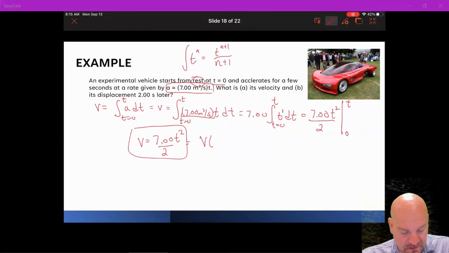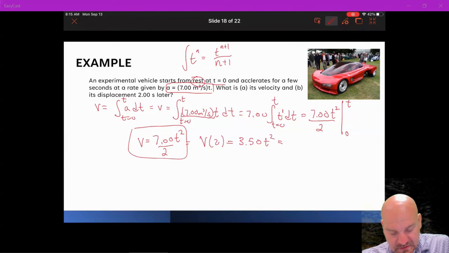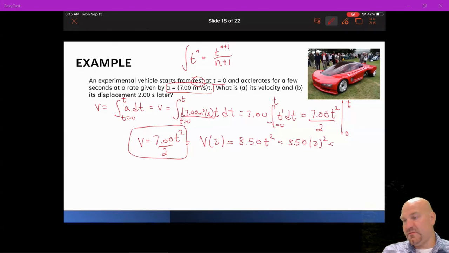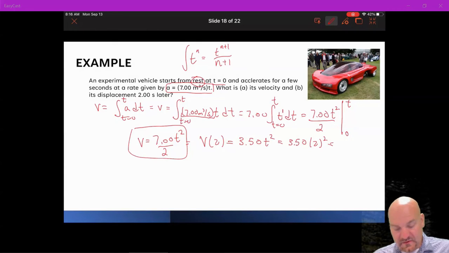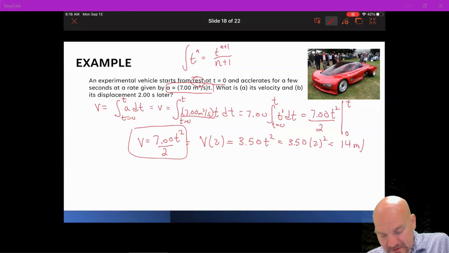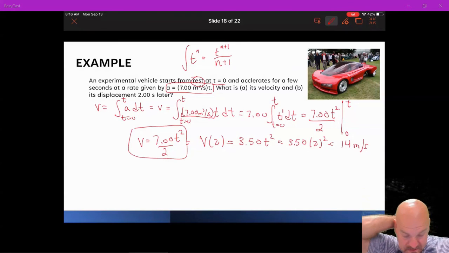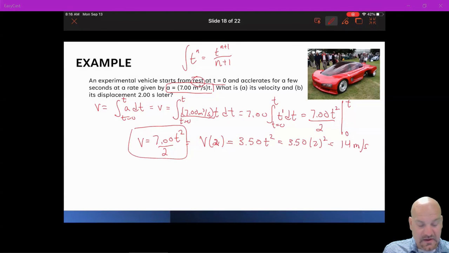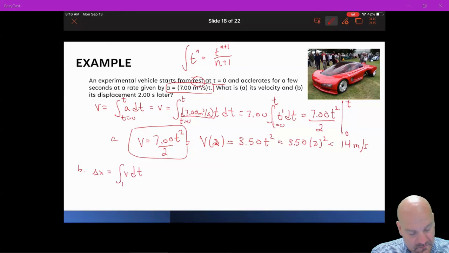Now I'm going to find v of 2. That's going to be 3.50 t squared, so 3.50 times 2 squared, or 3.50 times 4, which is 14 meters per second. So that's part A. Now let's find part B, which is the displacement. Delta x is going to equal the integral of v dt from t equals 0 to t.